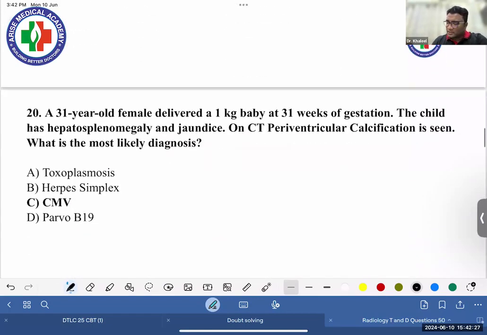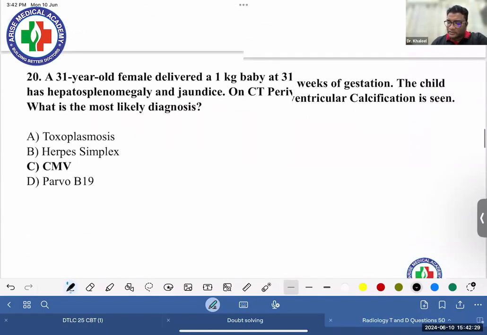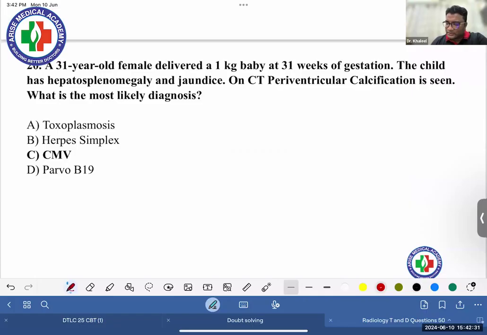Next. This I hope everybody must have got it right. So there is a newborn child who is having periventricular calcification. So the congenital infection producing periventricular calcification is CMV, cytomegalovirus.